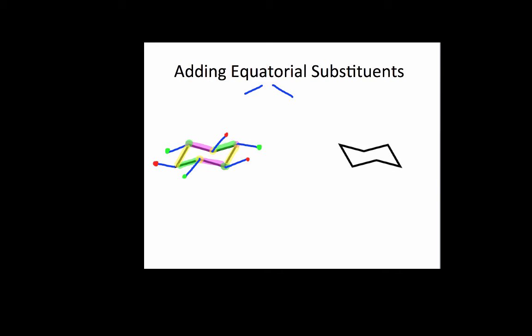Okay, so you can go along your other chair cyclohexane and again draw in the equatorial substituents. If I want to draw this one in, I want it parallel to this bond and this bond on the ring. This one down here is also parallel to those bonds. This carbon is parallel to these. This one's the same. And then these two are parallel to these side bonds of the ring. And that's all of our equatorial substituents drawn correctly around the ring.